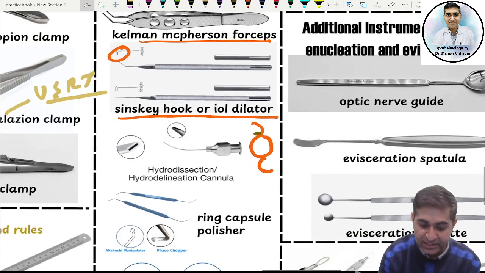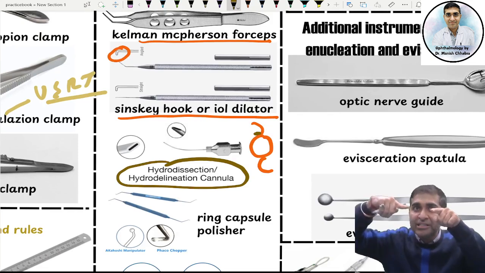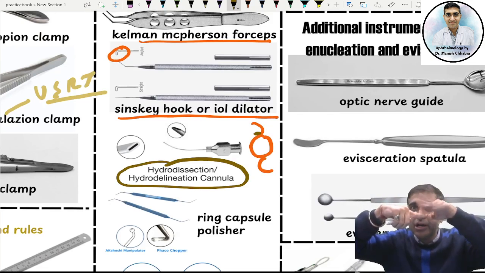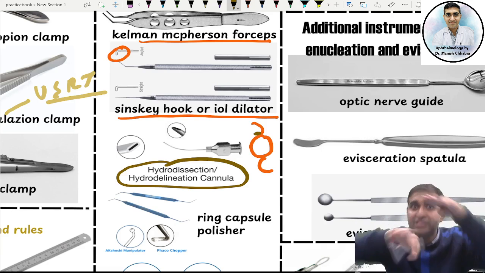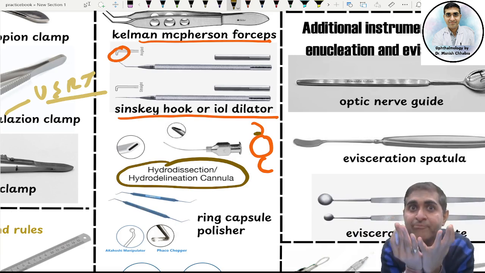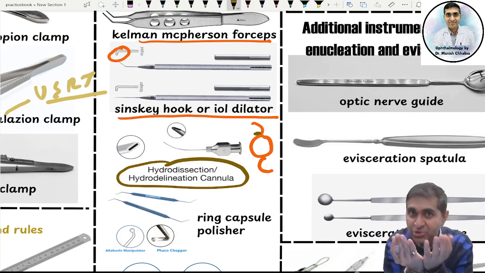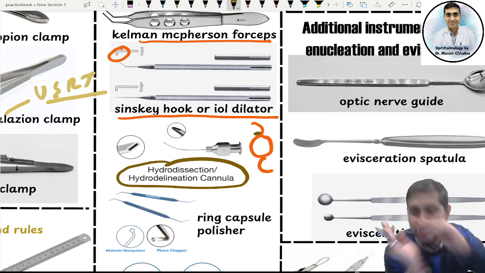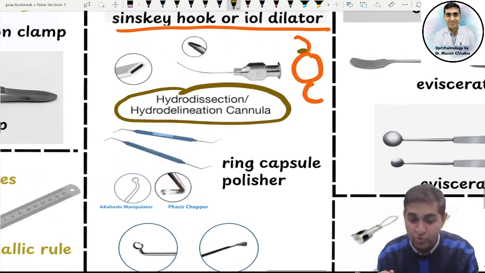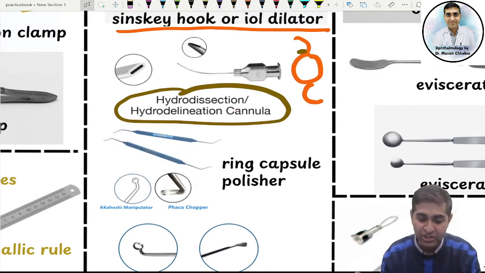This is your hydrodissection or hydrodelineation cannula. When you perform capsulorhexis, you place this cannula underneath the rim of the anterior capsule and the lens. You inject fluid, and the fluid will pass through the capsule and the lens. It is going to generate positive pressure and push the lens into the anterior chamber, due to positive pressure generated between the posterior part of the lens and the posterior capsule. This is used in your phaco and in your SICS, small incision cataract surgery.